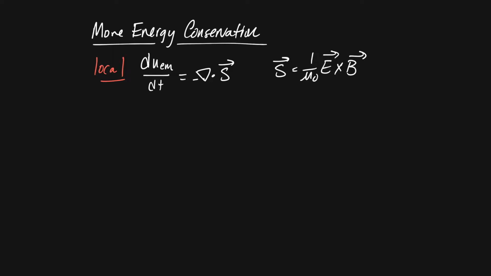We're going to talk a little more about energy conservation. So earlier we talked about this idea that there's a local statement here that tells you about how the electromagnetic energy increases or decreases in some location, right? So this is the so-called energy density, and that's done by a transport of the energy across some sort of boundary through this Poynting vector, which is defined here.